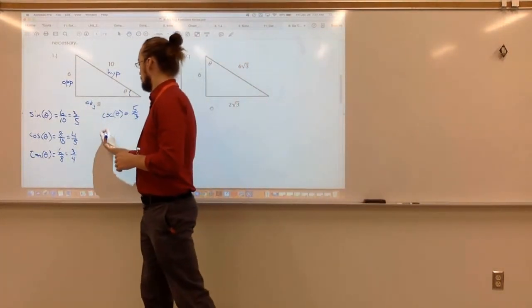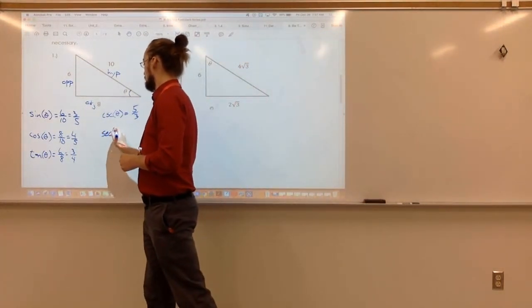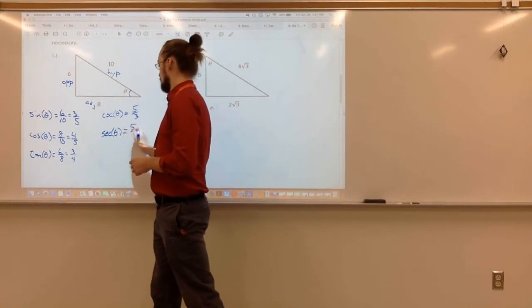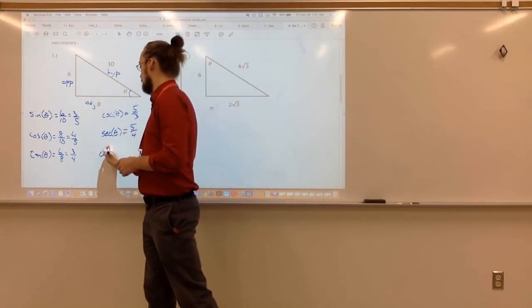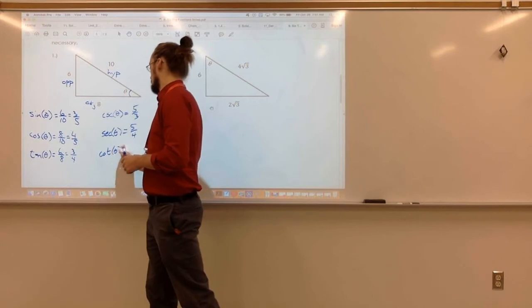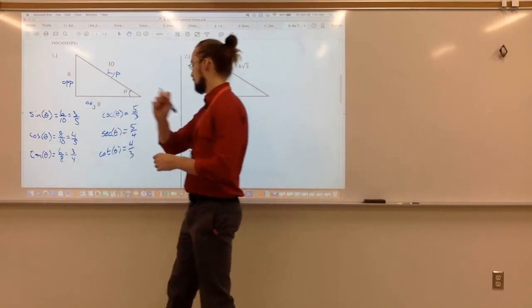And how about the secant of theta? 5 over 4. And the cotangent of theta? 4 over 3.